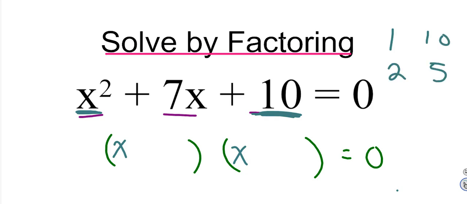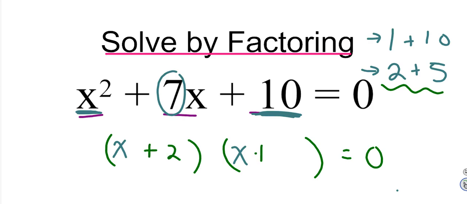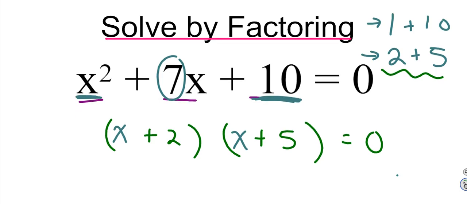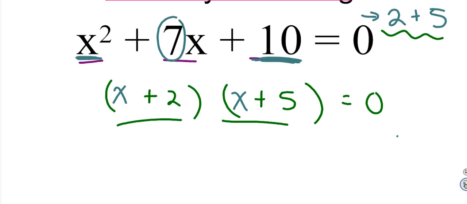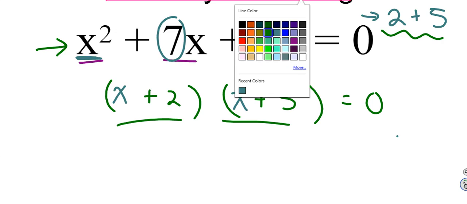How do I know? I look at this number 7, because whichever one I pick, when you multiply them, they have to equal 10, but when you add them, they have to equal 7. So the winner is, ding, ding, ding, 2 and 5. So we'll put a plus 2, a plus 5. If you don't believe that that's really true, then go ahead and distribute these 2 binomials, and you'll get right back to this trinomial. All right, so let's keep going.